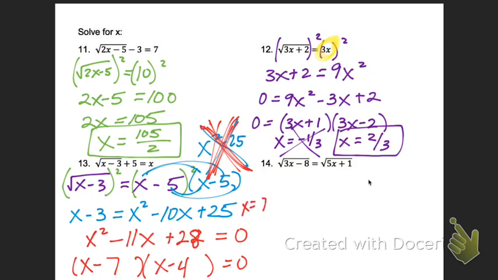Do those both work? No. Only the 7 works, because if you plug in 4, 4 minus 3 is 1. So you have to plug them both in and see if they check out. If you plug in the 4, you get the square root of 4 minus 3, which is the square root of 1, plus 5 equals 4. Is that right? No, 4 is not right. What's the square root of 1? Just 1. 1 plus 5 is 6. 6 does not equal 4. So you've got to check your solutions.